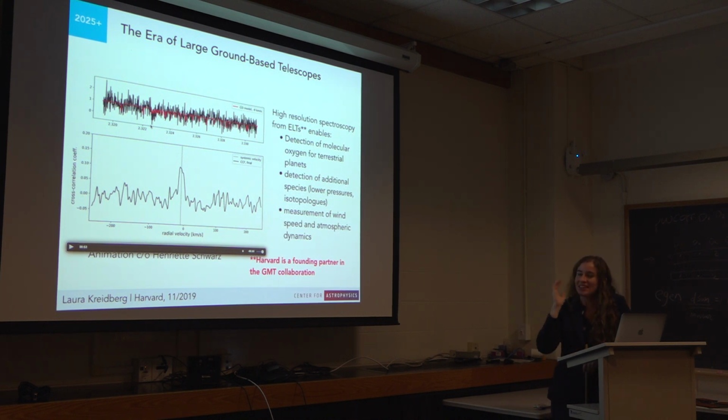You can also use this technique to measure things like wind speed. So if you observe a hot Jupiter at high enough signal to noise, as it eclipses the host star, you can get different segments of the atmosphere passing over the stellar disk in turn. And based on the Doppler shift of the spectrum of the planet at each successive point, you can actually make a map of the wind pattern in the atmosphere of the planet. So really, really cool stuff. Okay.